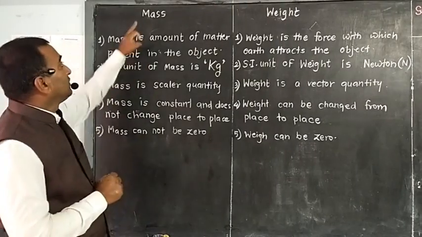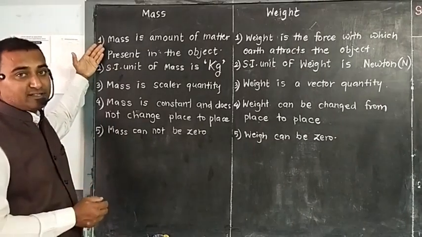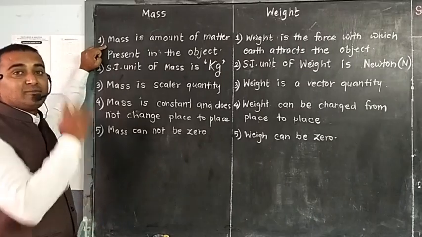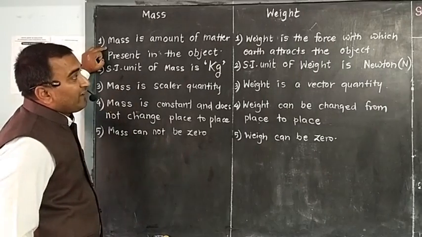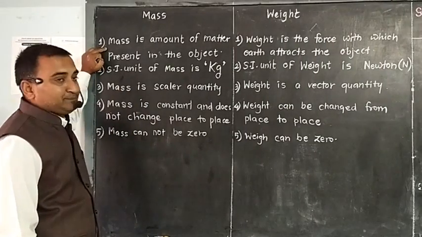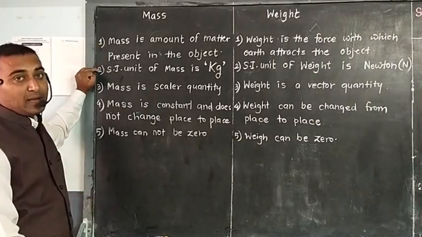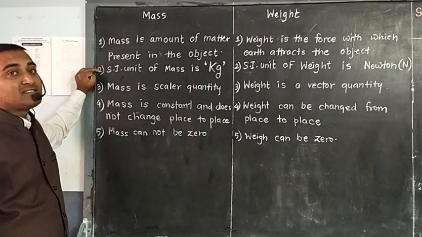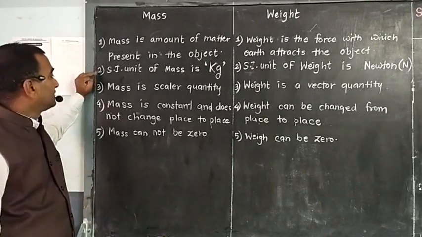Number 1, the difference. What is the definition? First, mass is the amount of matter present in the object, as we have discussed earlier. Secondly, weight is the force with which Earth attracts the object. Next, the SI unit of mass is kilogram. The SI unit of weight is Newton, because weight is nothing but force. Force unit is Newton, so weight unit is also Newton.